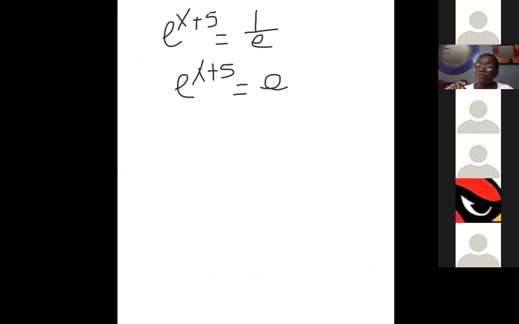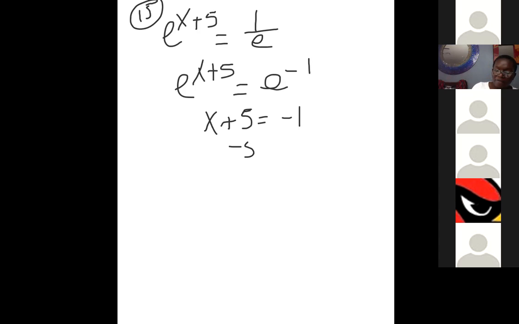Now guys, 1 over e, that's a fraction. What do the fractions indicate? A negative exponent. So this would represent e to the negative 1 power. Since the bases are equal, that makes the powers equal to each other. By the way, this is number 15 in quiz 14.